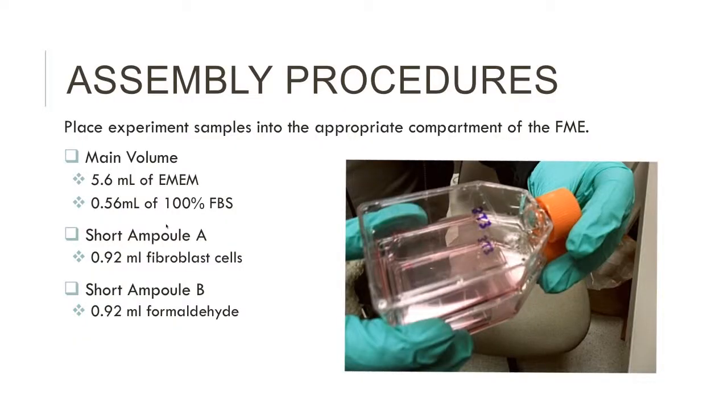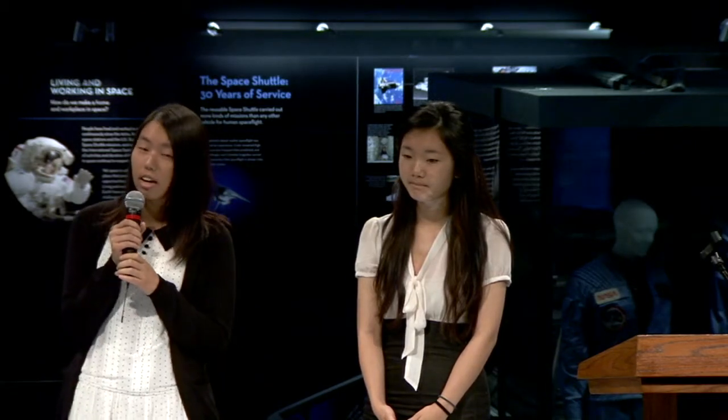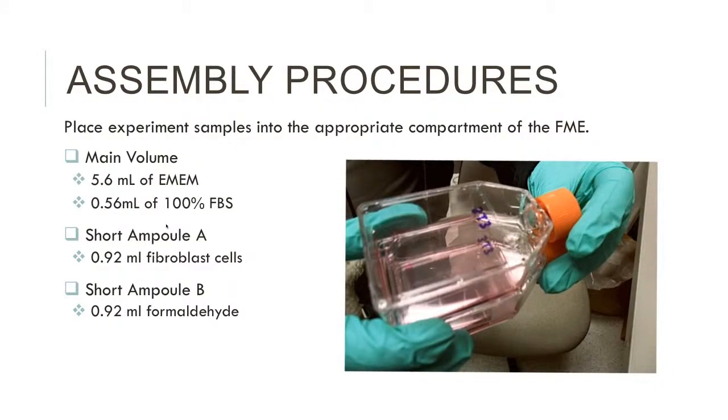Okay, so assembly procedures. We chose to use a type 3 FME, which has 3 compartments. In the main volume, we filled it with the Eagle's minimum essential medium and the fetal bovine serum, and that's the growth medium for the cells. And in short ampule A, that's where we place the fibroblast cells. And in short ampule B, we place the formaldehyde, which is the fixative.